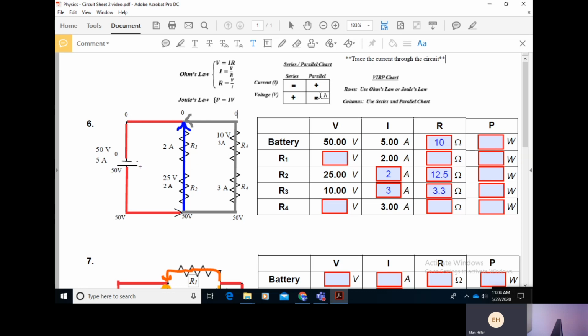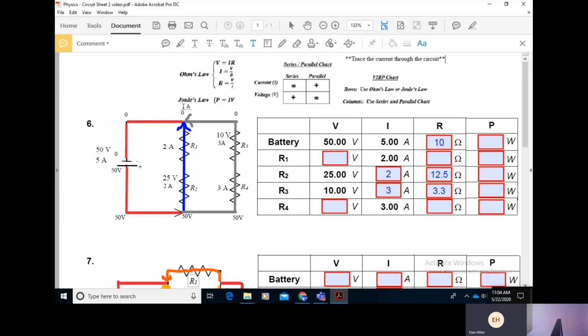So now if we look at this, parallel voltage is the same. What's the voltage across this whole first pathway here? 50 minus 0 is 50. That's the 50-volt battery. What is the potential difference across the whole blue pathway? 50 minus 0 is 50.